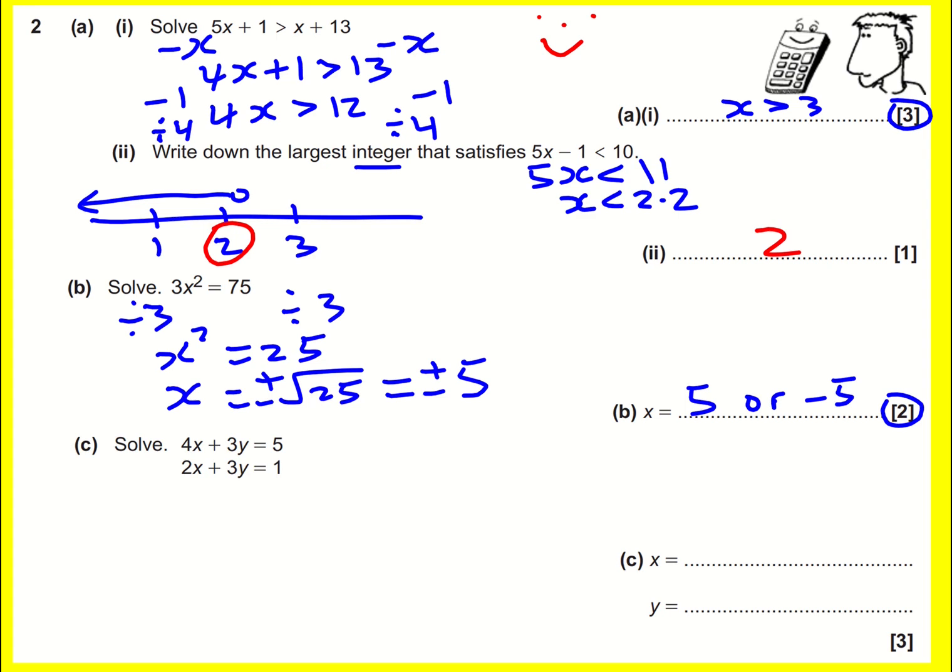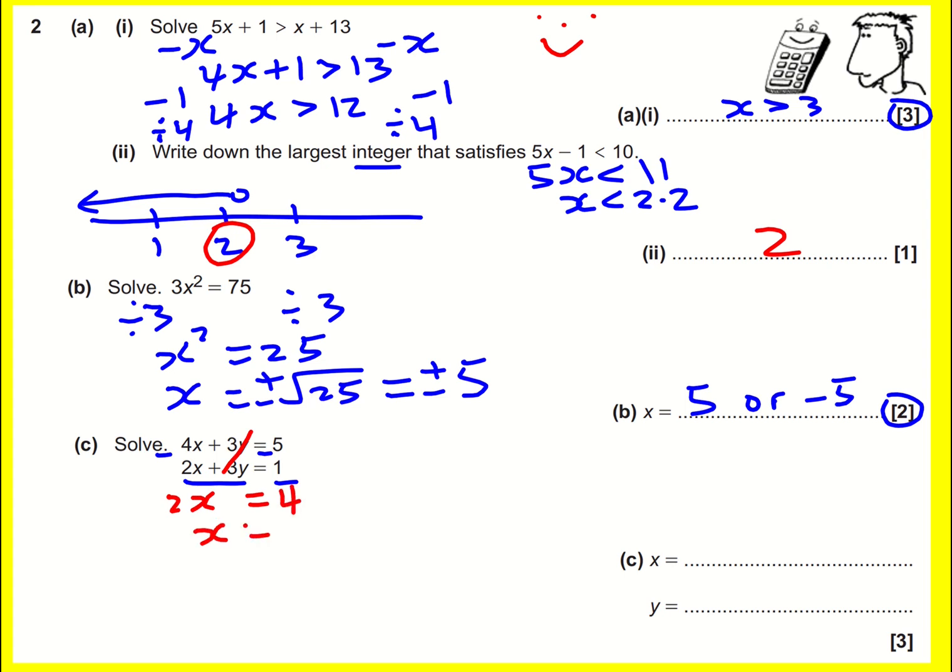We've got 4x plus 3y equals 5, 2x plus 3y equals 1. Imagine these like sets of scales, like the top one's balanced, the bottom one's balanced. You can kind of combine them and it still be balanced. So what we're going to do is minus the left-hand sides and minus the right-hand sides. Why am I doing this? Because now these 3y's cancel and I'm left with 2x equals 4.